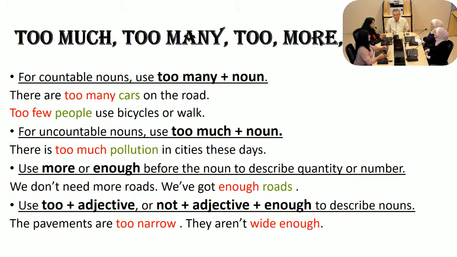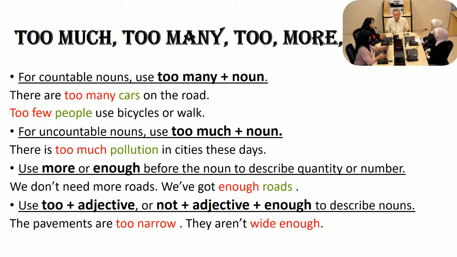For countable nouns, we use too many, too many books, too many cars, and too has a negative meaning. They have to pay attention to that. Too is not like so. It's used for negative, like too crowded, too noisy. There are too many cars on the road, too few people use bicycles or walk. So too many cars, something bad, too few people, we need more. So too has a negative meaning.